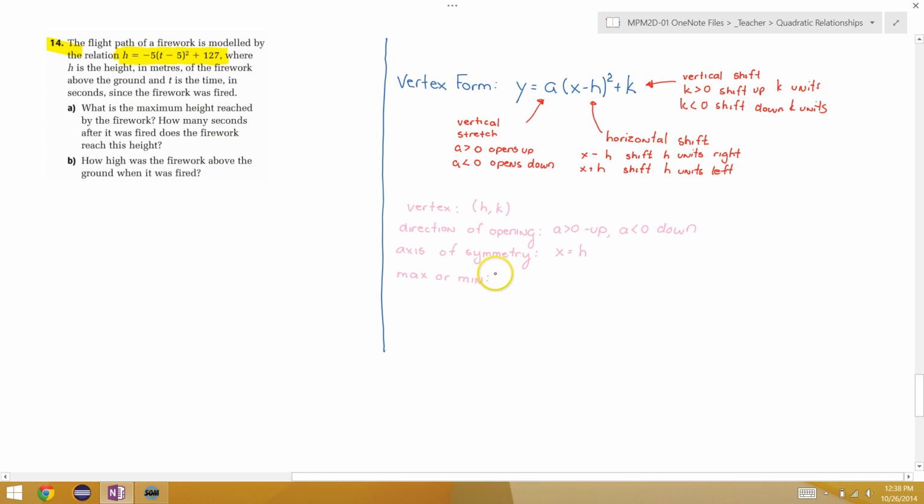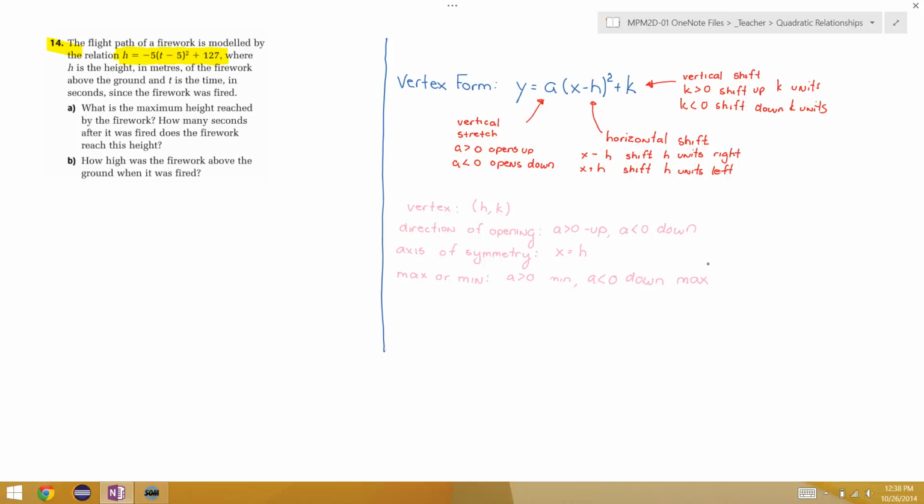Max or min can be told by our direction of opening. So if a is greater than 0 and it opens up, that means it has a minimum, and if a is less than 0 and it opens down, that means we have a maximum. Now, of course, as we discussed in class, this is assuming that the parabola is defined for all x values. There's, of course, some neat little things you can do to change that.